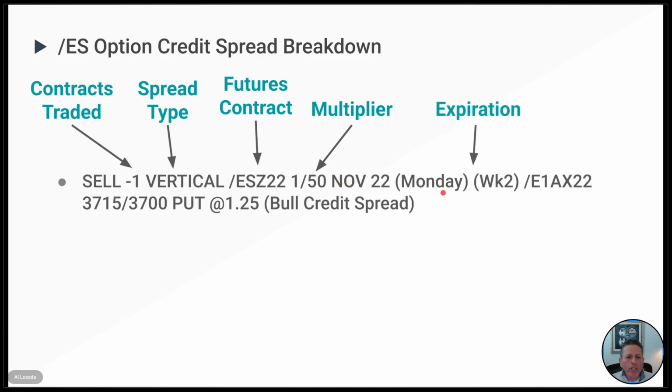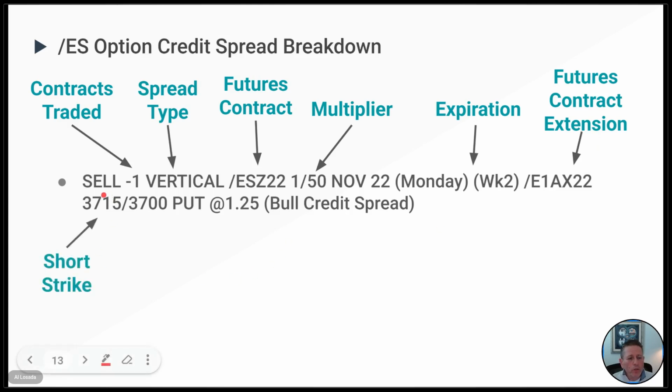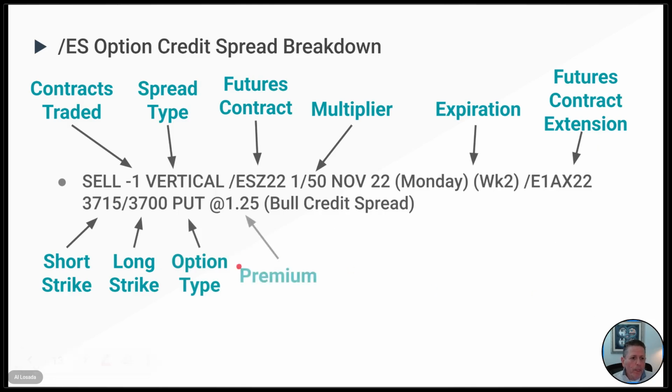The expiration is Monday, within the week. And that's the nomenclature of how they put these. This is the futures contract extension. And then the short strike is 37.15, and the long strike is 3700. Now, this is a put, and you can do these with puts and calls. That's the option type, and here is the premium that you get.